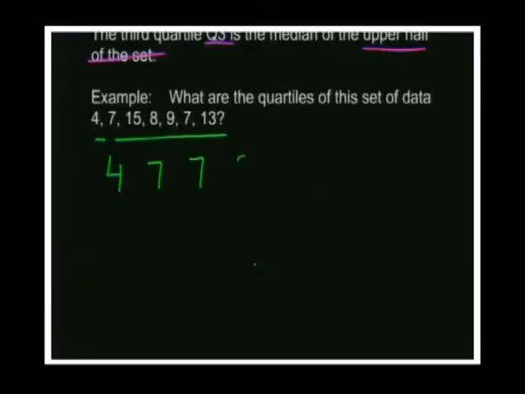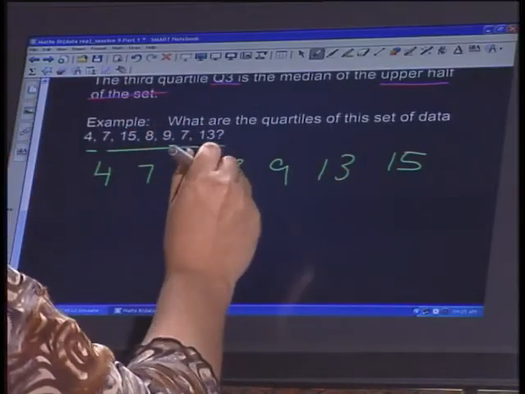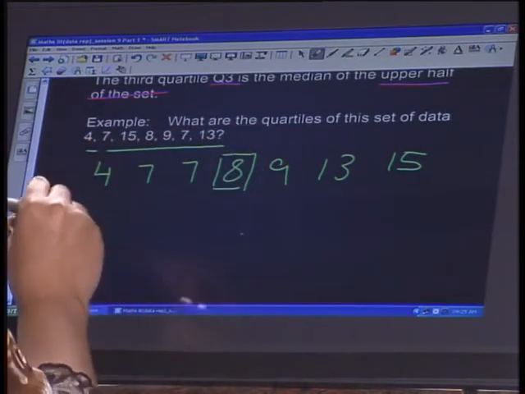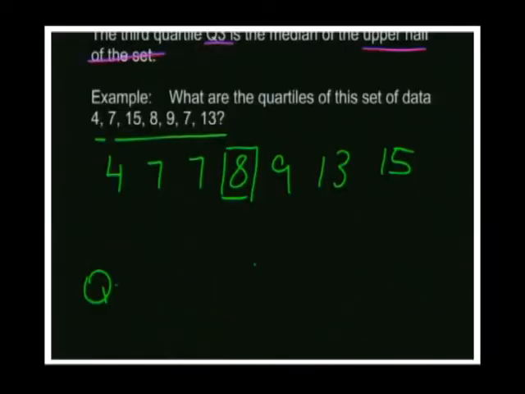So my order was 4, 7, 7, 8, 9, 13, and 15. Have I got 7? 2, 4, 6, 7. I've got 7. Right, we start off by looking for the median, which we have already calculated. So if we go through this again, just as a quick reminder, 8 was my median. So my Q2 is 8.